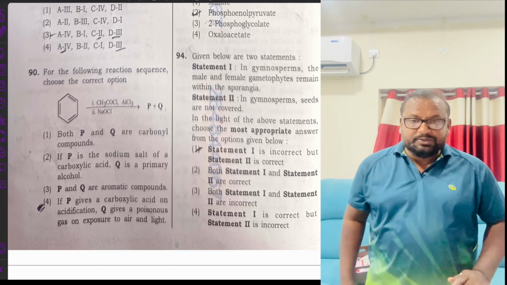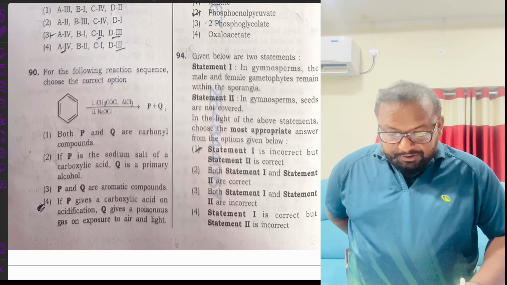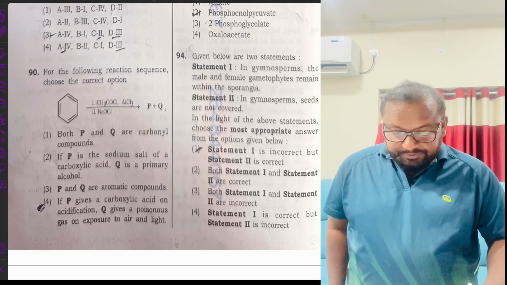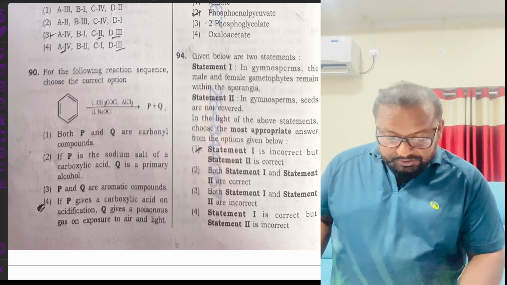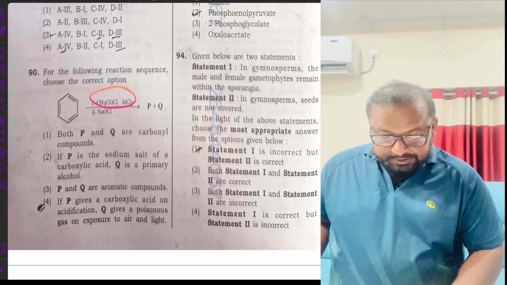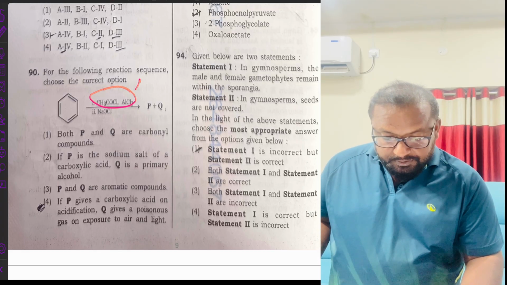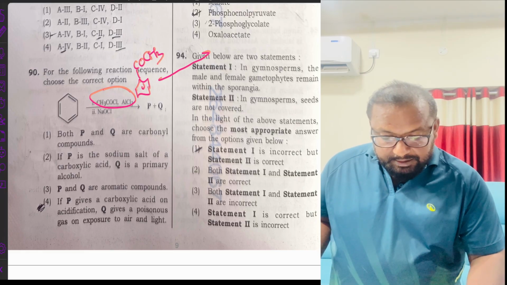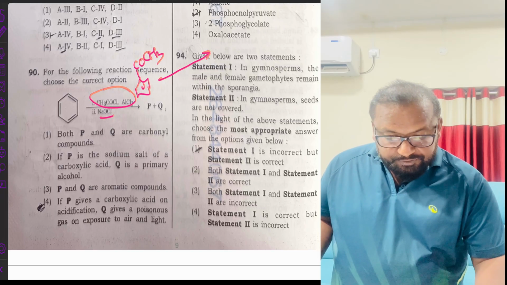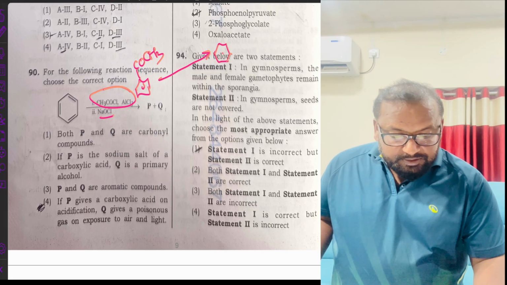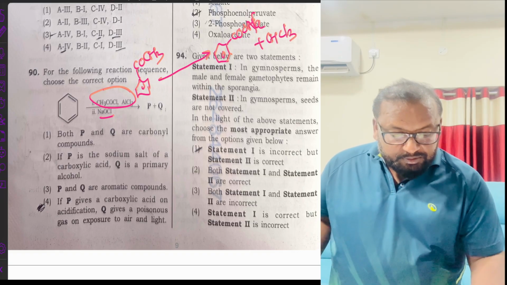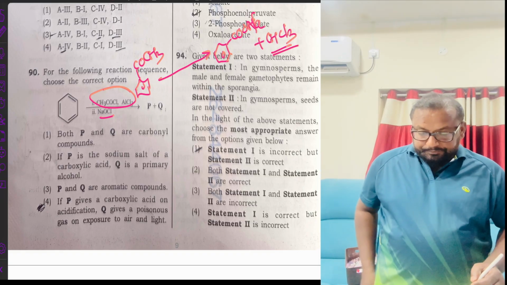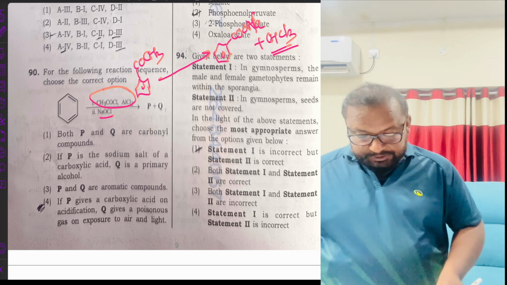The 90th question, the last one, is for the following sequence of reactions PQR. Acylation is done first, so acetophenone is formed. Acetophenone on reaction with NaOCl, it should be oxidation, so it should be the iodoform reaction. So Na plus carboxylate and CHCl3, chloroform, are formed. Okay, we'll see the options.